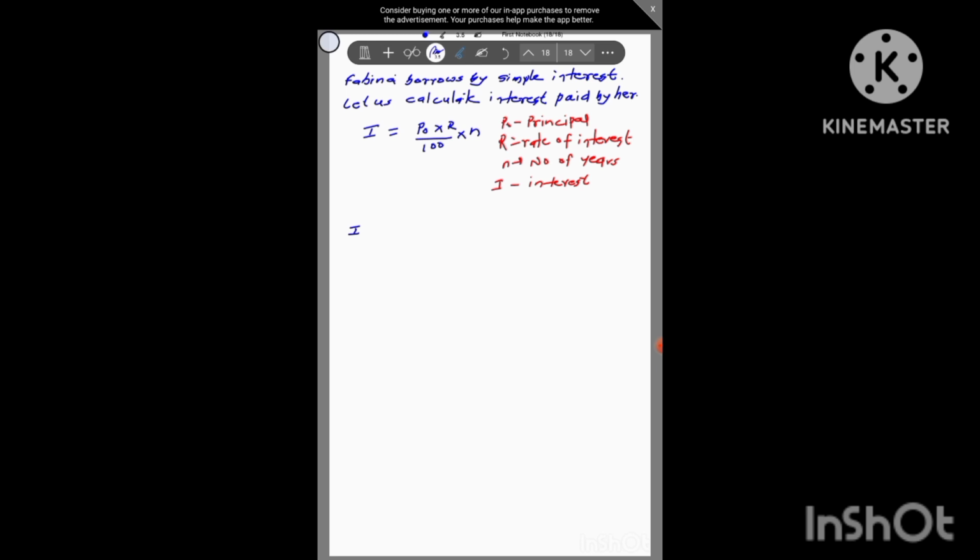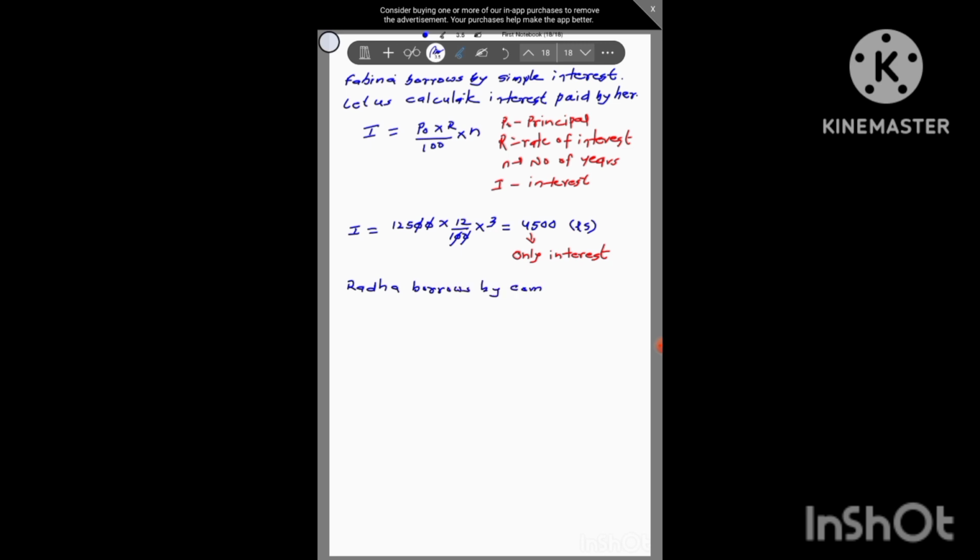Okay, so we substitute the values. 12500 into R, which is 12 upon 100, into 3. Now that has become a very simple problem. So cancel this 0 and you get it. What is this? The interest is 4500 rupees. This is interest, only interest, remember that. And while paying, she will have to pay the principal plus this interest, in rupees.